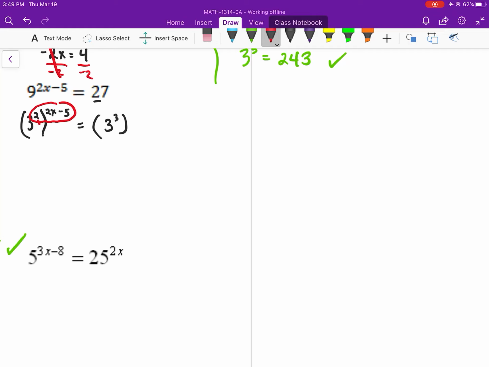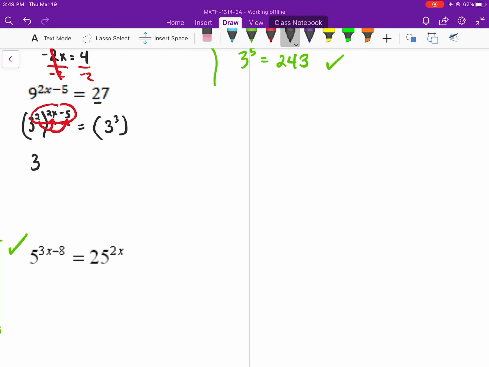Now, to be able to take care of this, we have to distribute. So we have to do 2 times 2x and 2 times negative 5. Very important: whenever you have a single digit and then a binomial there, you have to distribute that. So this is going to give me 3 to the 4x minus 10 power equals 3 cubed. Now, I'm not exactly sure why I put parentheses here. I just did, but it was really unnecessary. So now I'm going to cross out the 3's, and we get 4x minus 10 equals 3.